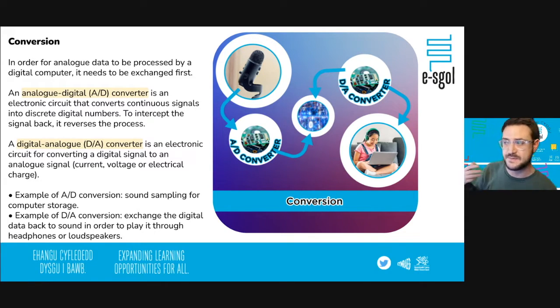So let's talk about that process. That process is called conversion. And we got a little simple flow chart here, okay? So to convert from analog to digital and digital to analog, you need little computer chips, called little circuits, which are called converters. And you need two different converters. You need an AD converter, analog digital converter, which is going to convert your analog sound, in this case, data, into digital data.